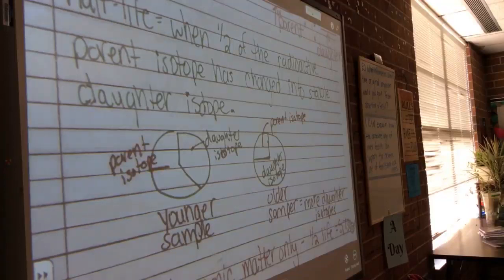So if you get a test question that says you measured the radioactivity of a fossil and it was shown to have very few parent isotopes left, what can you conclude about that sample? And you can say, oh, well, it's really old. Like really, really old.